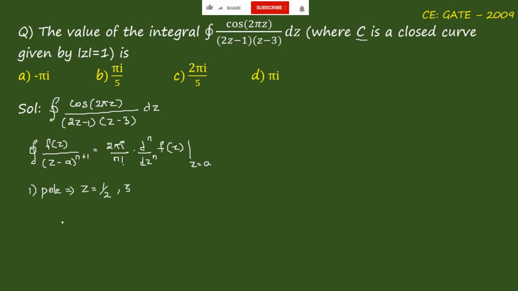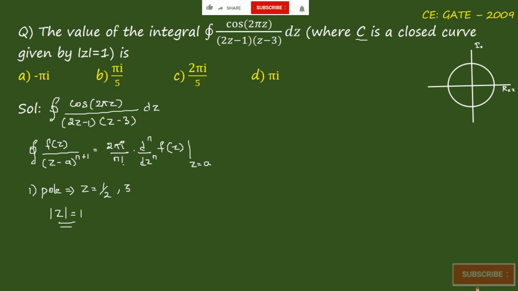Now they are given the closed curve of mod z is equal to 1. So we'll be checking which of the poles will be inside the circle or not. If you consider a circle here, this is the real part of z and this is the imaginary part of z. Now mod z is equal to 1. So it will be centered at the origin and radius is 1. So if you consider the poles, 1 by 2 will be inside and 3 will be outside, right?